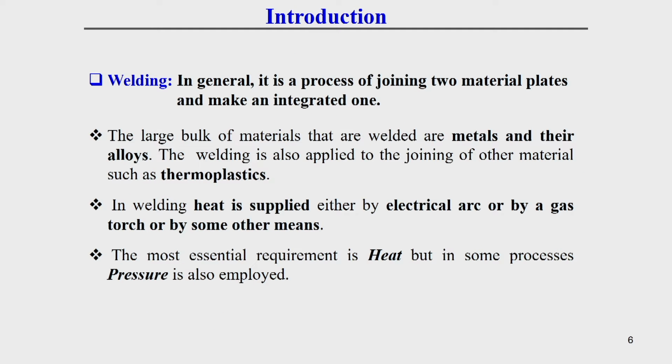Now, the definition of welding. In general, it is a process of joining 2 material plates and making an integrated one. The materials which are generally weldable are metals and their alloys. Welding is sometimes applied to other types of material like thermoplastics. Thermoplastic is a material which generally melts during heating and solidifies during cooling.